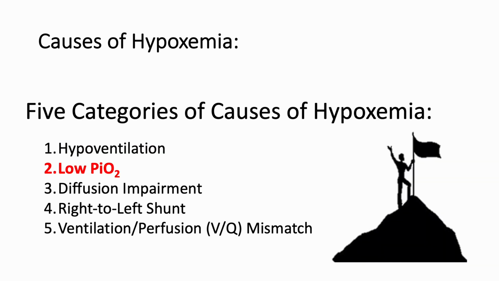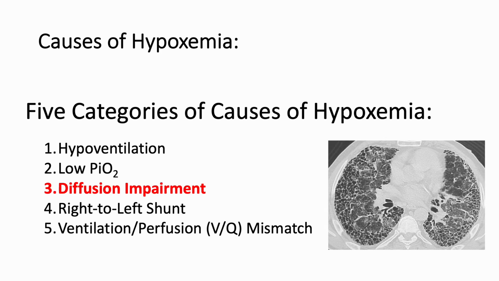The second cause of hypoxemia on this list is low inspired O2 tension or low PiO2. This occurs when atmospheric conditions result in insufficient oxygen delivery to patients. An example of this would be breathing at the summit of Mount Everest, where the atmospheric pressure is generally reduced, reducing the overall delivery of oxygen to the alveoli within the lungs where gas exchange occurs.